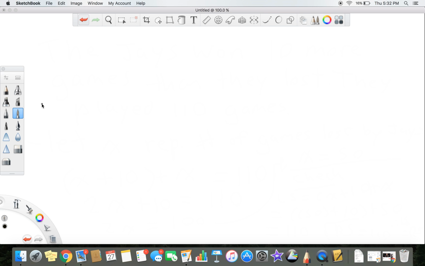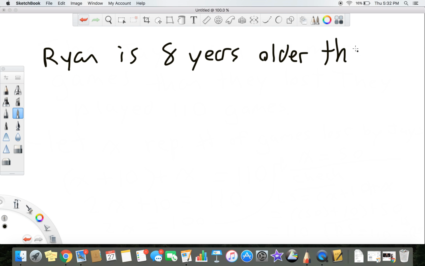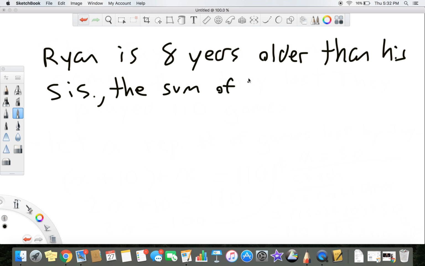Okay, let's try one example. So, Ryan is 8 years older than his sister. The sum of their ages is 43. Okay, well, as last time, we have to figure out what the variable is here.